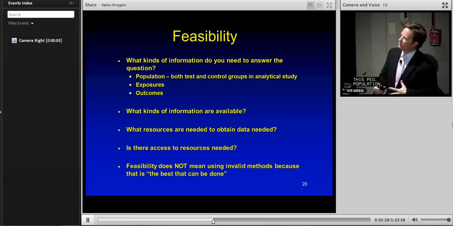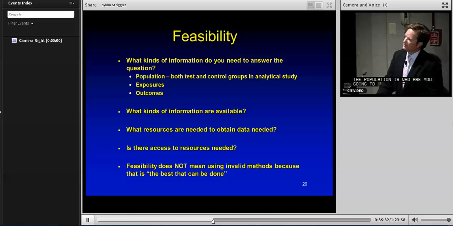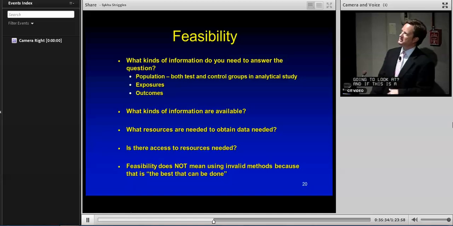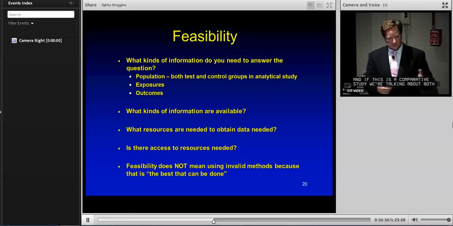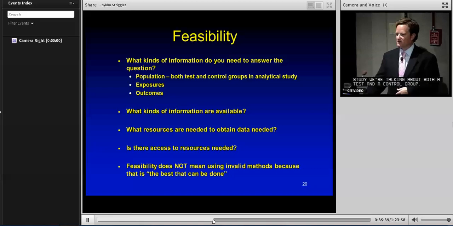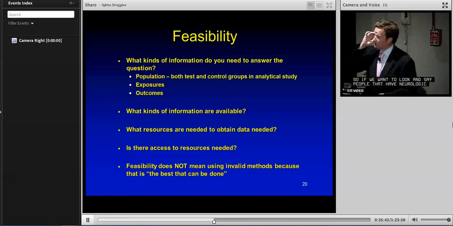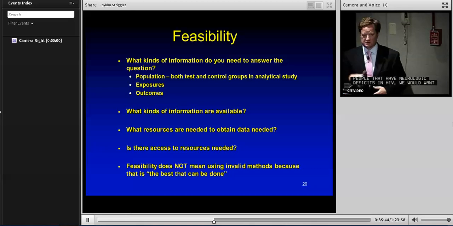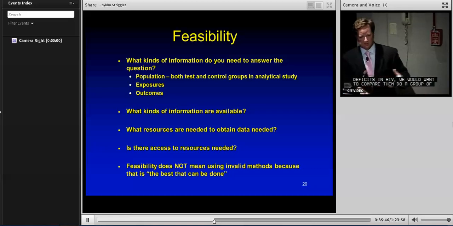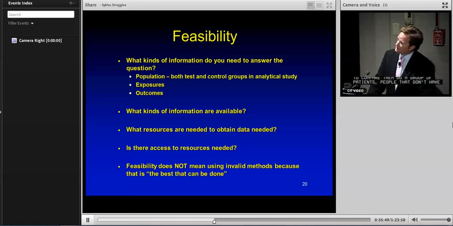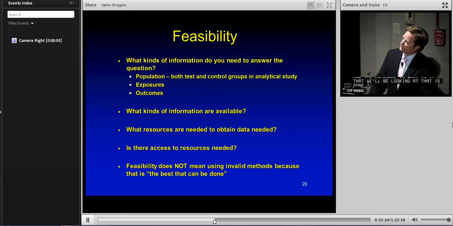The population is who are you actually going to look at in your study? And if this is a comparative study, then we're talking about both a test and a control group. So if we want to look at, say, people that have neurologic deficits in HIV, we would want to compare them to a group of people that don't have HIV, as a comparison group. And the exposure is what is it that we're going to be looking at that is done to people, and the outcome is what we're actually going to look at in terms of how it impacts their life.